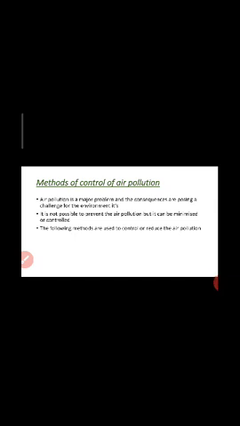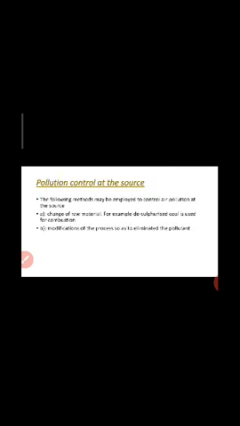Methods of control of air pollution. Air pollution is a major problem and the consequences are posing a challenge for the environment. It is not possible to prevent air pollution, but we can control and minimize it. So there are a number of methods we have to discuss here to avoid, control or minimize air pollution. Pollution control at the source.